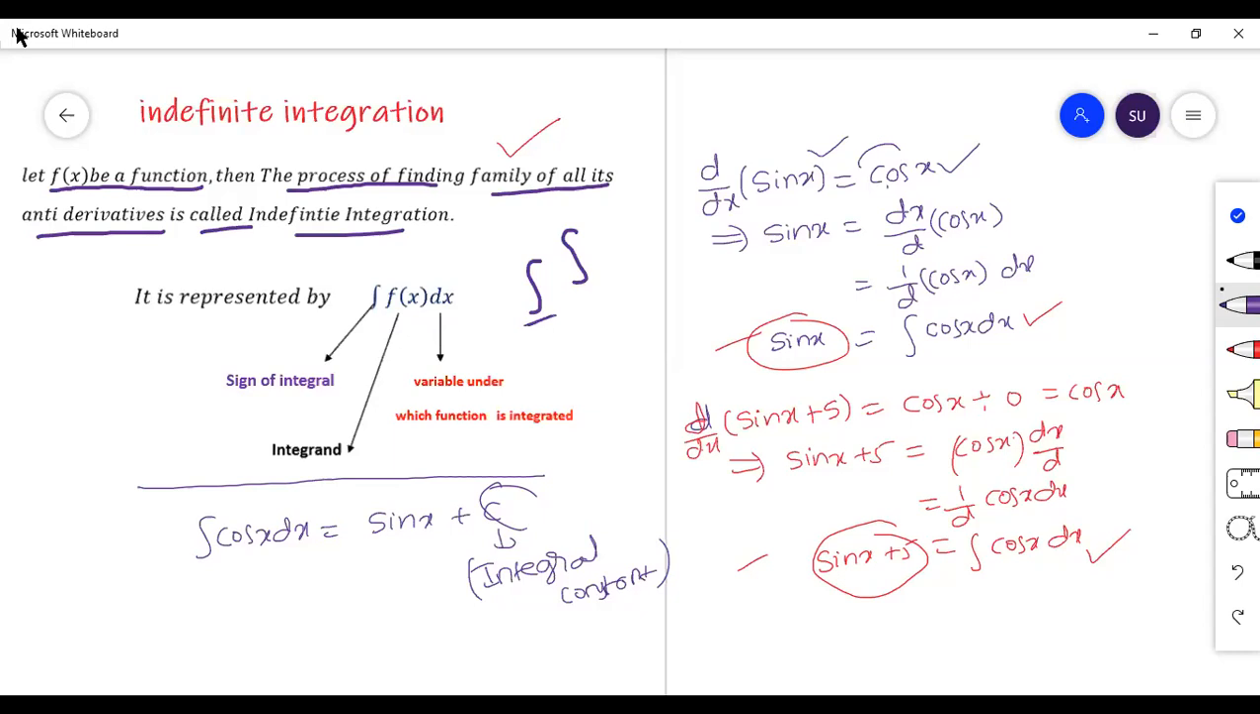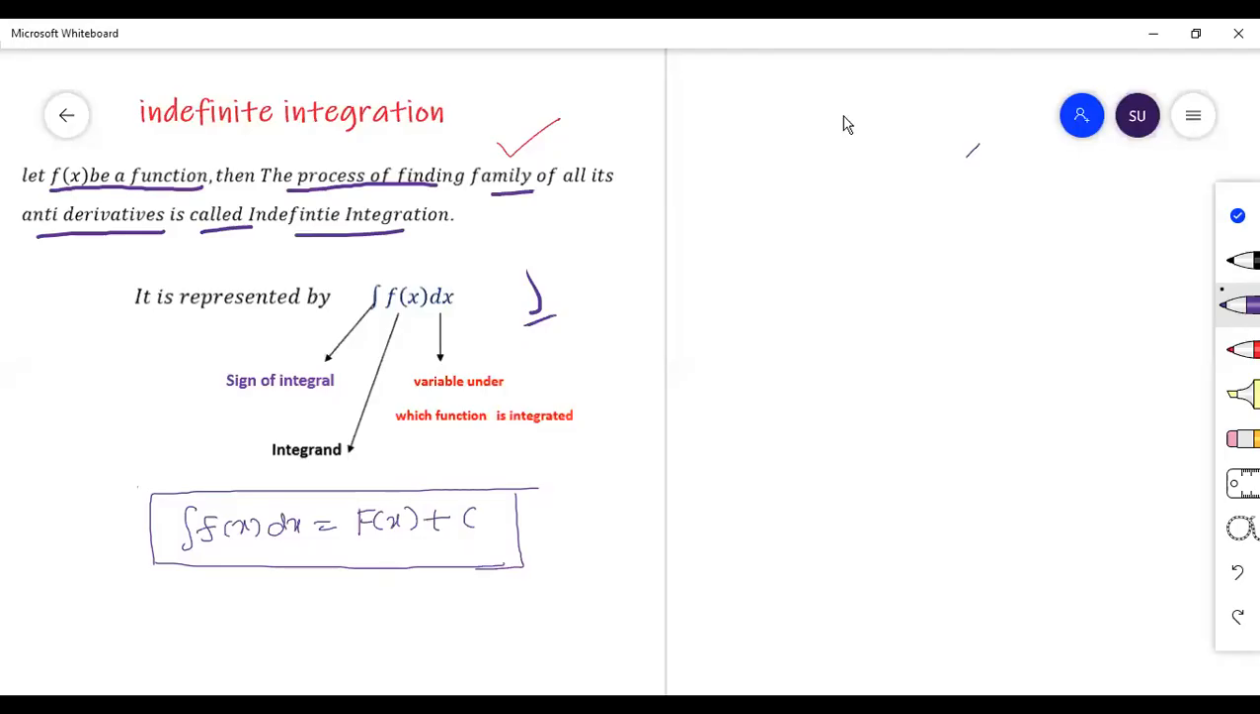Now let us go to the formal definition of integration. Finally we can say that the integral of f of x dx is equal to capital F of x plus c, where capital F of x is the antiderivative of f of x, or you may say the integral of small f of x dx is capital F of x. Now friends, we will see some basic formulas under this integration concept.